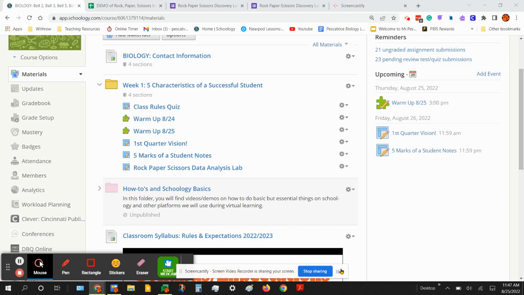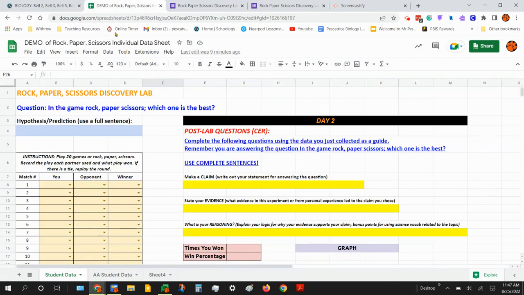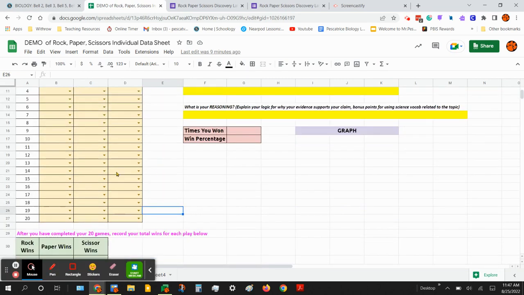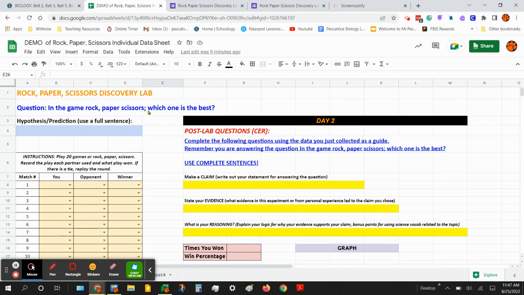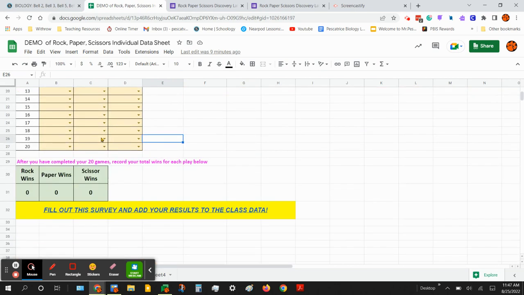So today we're going to be going over how to do the rock, paper, scissors data analysis lab. It's going to be in the week 1 folder. Rock, paper, scissors data analysis is what you click on there. When you get there and open it up, you should see this. So this is what we're looking at. You should have up through 20 games in a nice sheet. That's where we're going to be doing our recording.